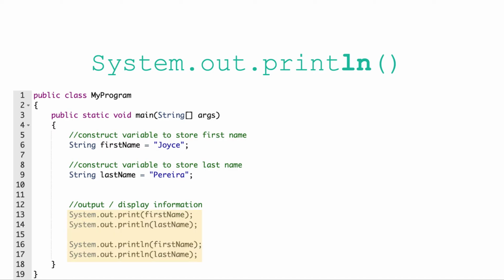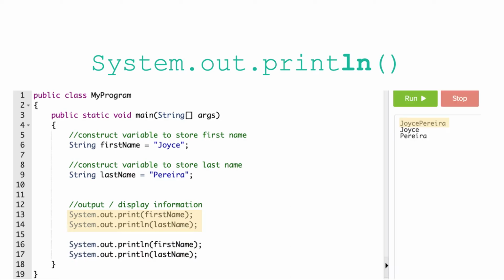What do you predict will be the output from lines 13 through 17? What do you notice about the output when System.out.print is called? What do you notice about the output when System.out.println is called? System.out.println moves the cursor to a new line after the information has been displayed.